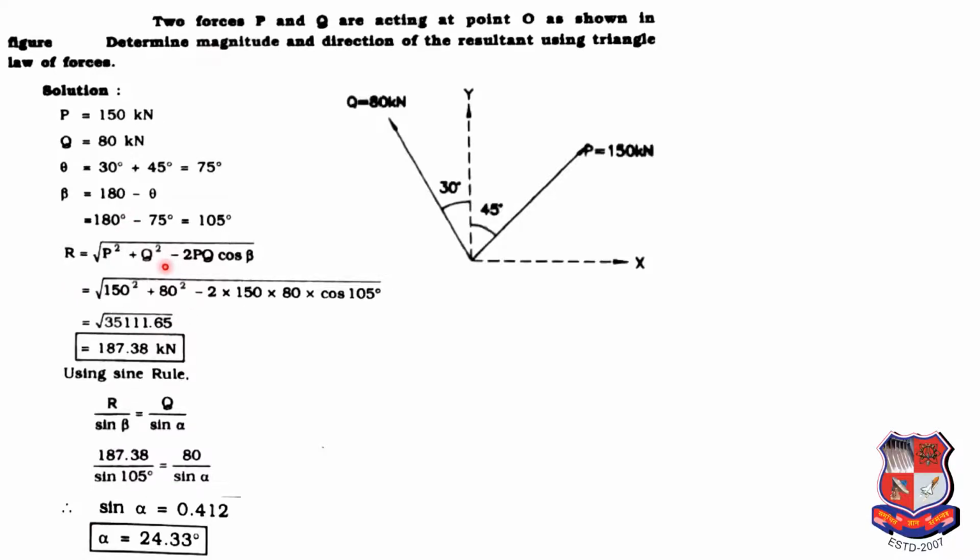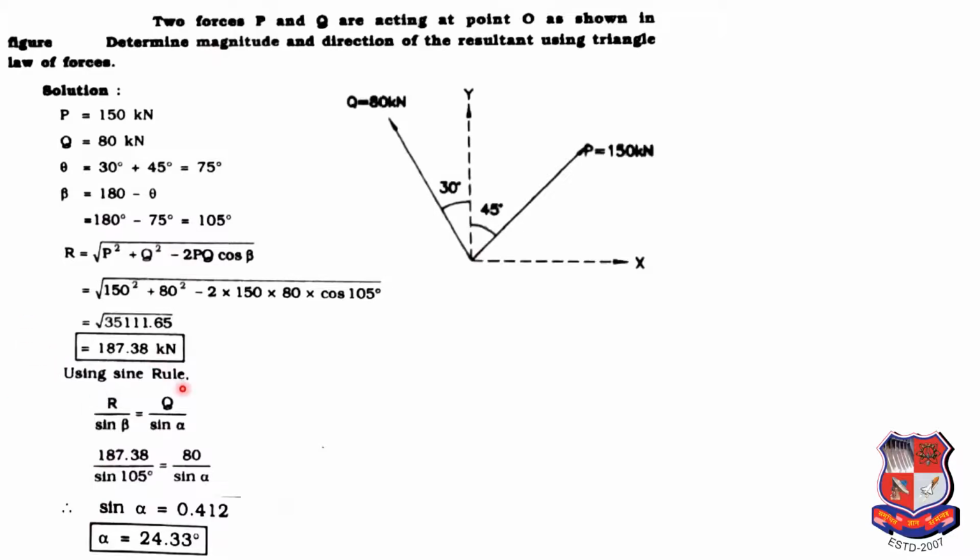cos beta. Okay. We have the value of P, we have the value of Q, we have the value of beta. Okay. So what we did here, 150 square plus 80 square minus 2 into 150 into 80 into cos 105. If we do simplification of that in a simple calculator, then your resultant will be 187.38 kilonewton.